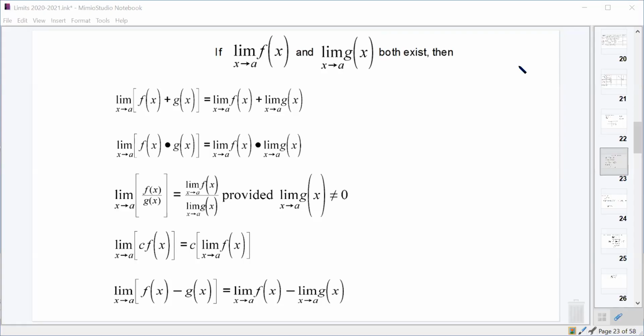So the first one we're talking about here is if we have two different functions that are being added together, and if we're looking for the limit as they approach some value, you can separate the functions out and do each limit separately.